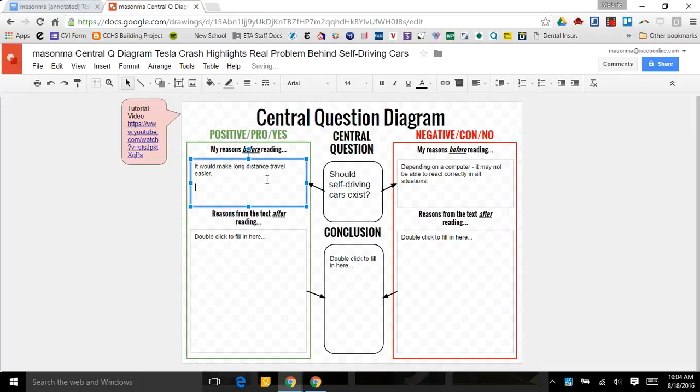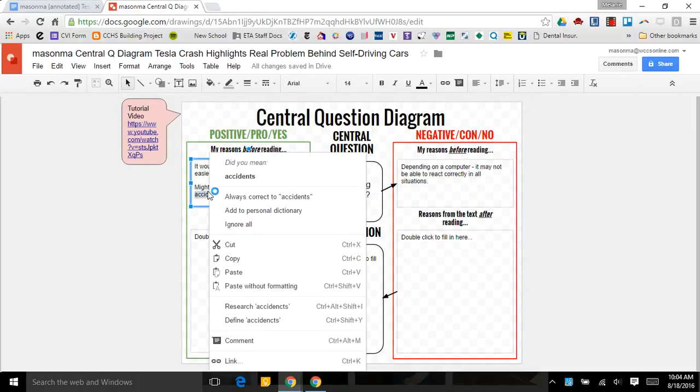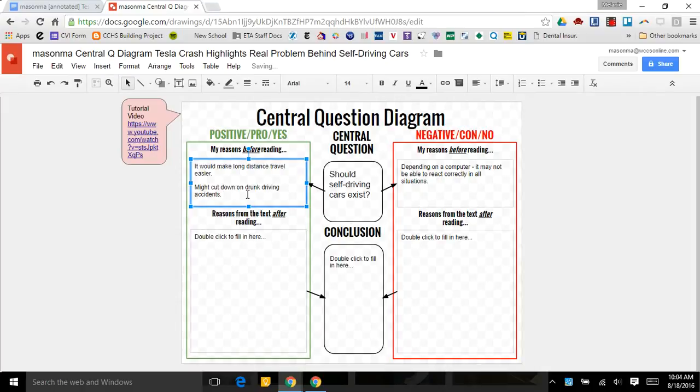Now, let's add one more positive. If someone's been drinking and they're going to drive anyway, perhaps if the car could drive for them, there would be less accidents in those situations. So I don't know a lot about this issue, so that's going to do it for before I read my positives and my negatives. My next step at this point is to, of course, read the article.